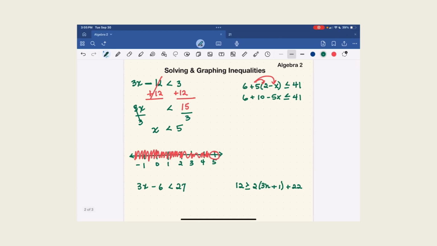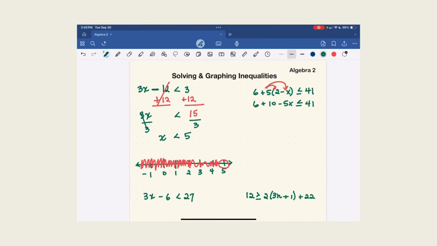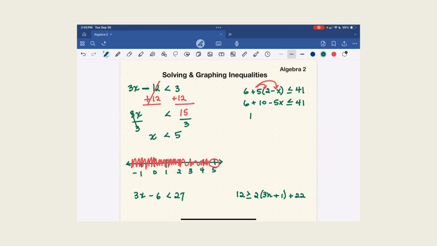Continuing to simplify, we will combine our like terms. 6 plus 10 is 16, minus 5x is less than or equal to 41. Subtract 16 from each side to isolate our variable. These cancel, and this simplifies to negative 5x is less than or equal to 25.